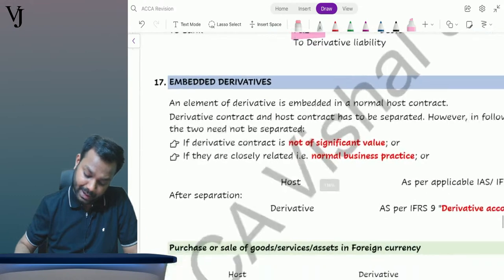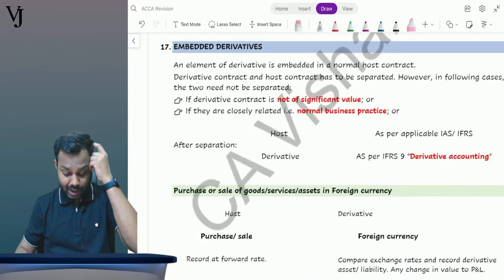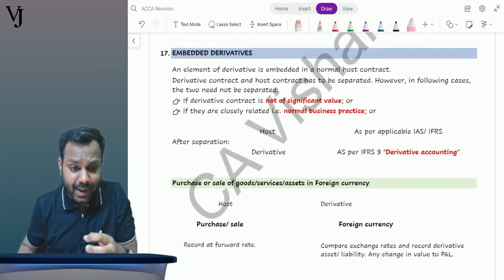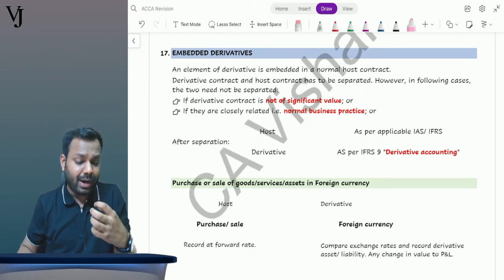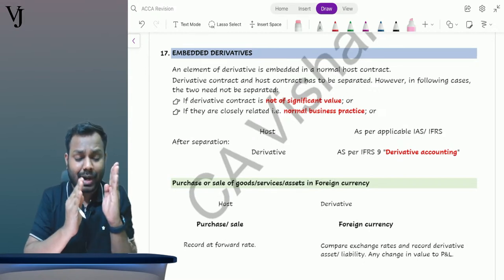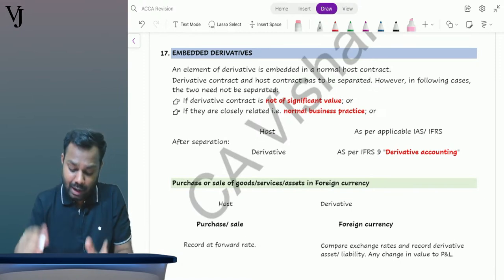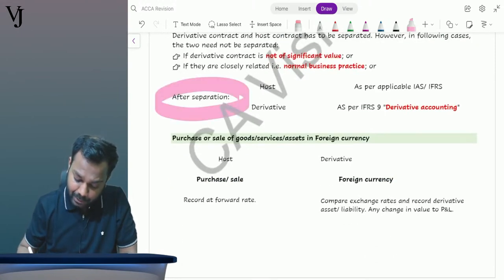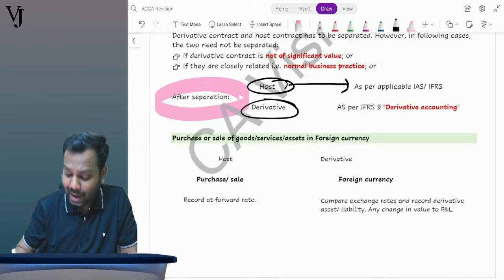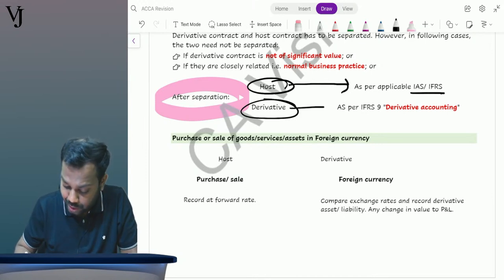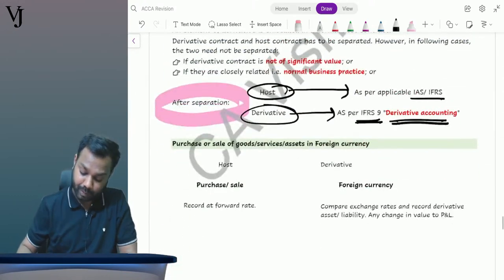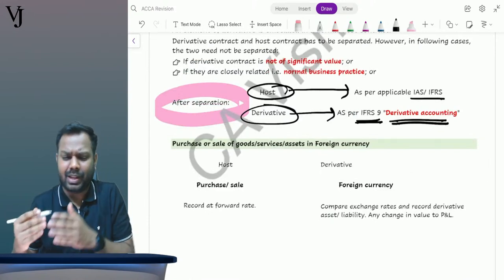Now embedded derivatives. What is the meaning of embedded derivatives? Basically, an embedded derivative is where there is a derivative component embedded in the host contract. In such cases, we have to split the contract into two parts: host contract and derivative contract. The host contract will be accounted for as per the applicable IAS or IFRS, and the derivative contract will be accounted for as per IFRS 9, that is, derivative accounting. And the host contract I will continue to account for as per the respective standard.